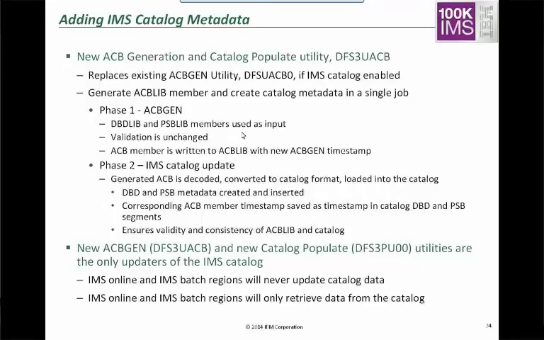The new ACB Gen utility, DFS3UACB, and the new catalog populate utilities are the only updaters of the IMS catalog today in IMS version 13. IMS Online and IMS Batch regions will never update the IMS catalog data. They will only retrieve data from the catalog. So that's why it's a trusted online source for metadata information.